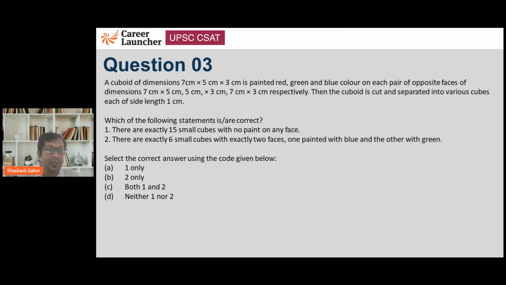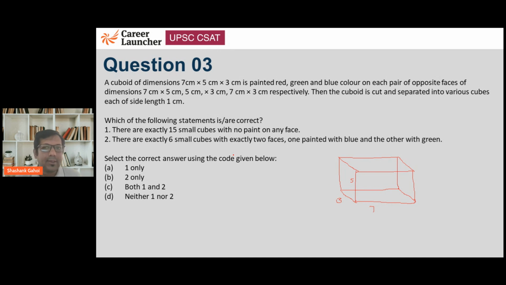What does it say? A cuboid of dimensions 7 is to 5 is to 3 is painted red, green, and blue. Okay, so what I am going to do, I am going to draw a cuboid that has these dimensions. So basically this is 7, this is 5, and this is 3.